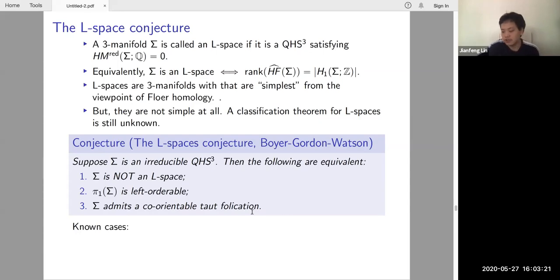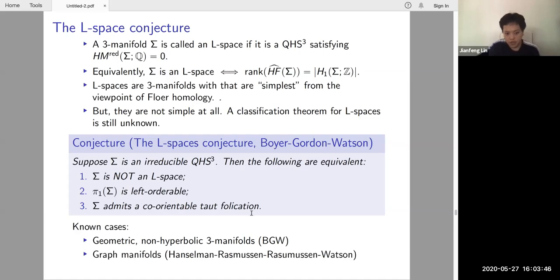While this conjecture is still open, there are some important cases that are known. For example, when the three-manifold has a geometric structure and it's non-hyperbolic, then the work of Boyer, Gordon, and Watson actually shows that this conjecture is true. That includes all Seifert three-manifolds. And the second case is the graph manifold, and in this case, the work of Hanselman, Rasmussen, and Watson also confirms this conjecture.